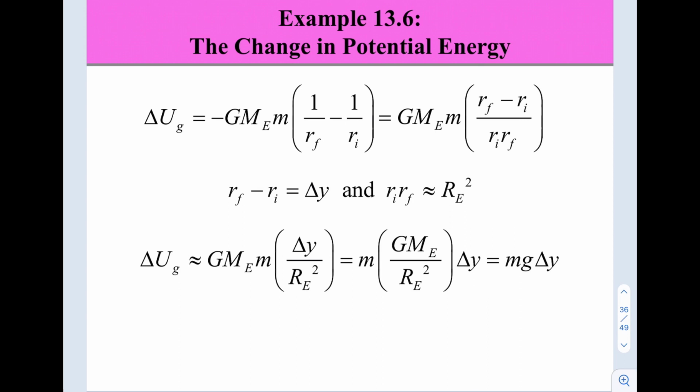And factorize this: G mass of the Earth over radius of the Earth squared. This is actually g, the gravitational acceleration, isn't it? Then we finally simplify the equation into delta UG equals mg delta y. So this is how we actually managed to get the formula of potential energy equal to mgh or mgy.